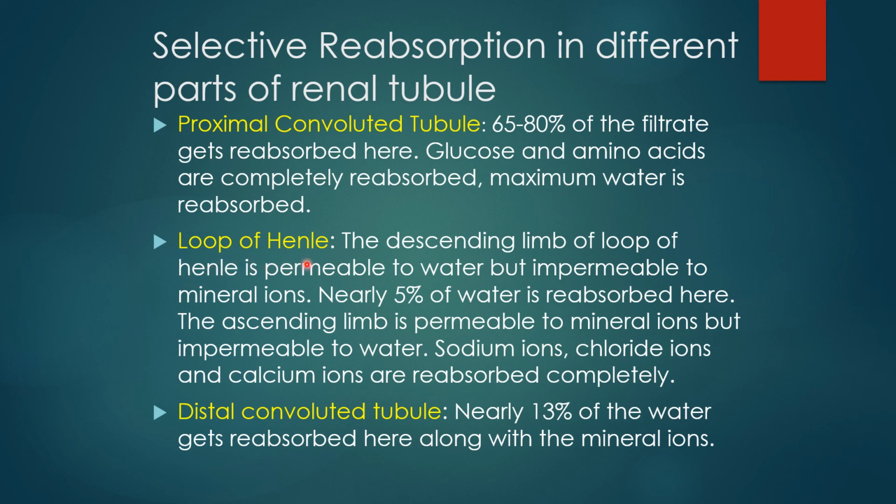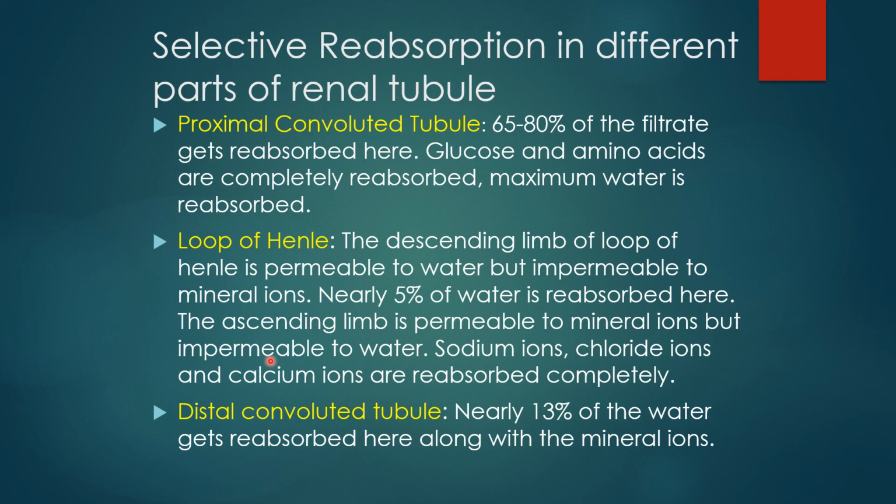What happens in the loop of Henle? The descending limb of the loop of Henle is permeable to water, but it is impermeable to mineral ions. So only water gets absorbed. When we are saying the water gets absorbed, that means the water is moving from the filtrate inside the nephron to the blood. So water moves out. Nearly 5% of water is reabsorbed here.